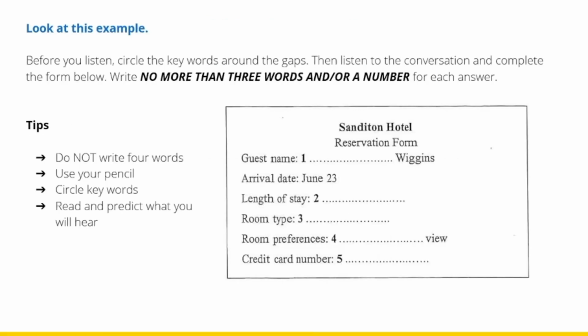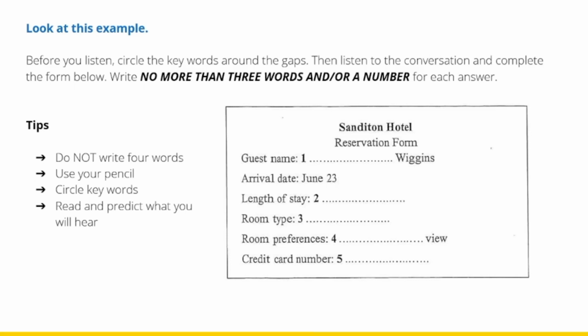And now we're going to review how to complete a table in Section 1. Remember, before you listen, you need to circle the keywords around the gaps, and then you need to listen to the conversation and complete the form below. In the IELTS exam, you'll be asked to write no more than 3 words and or a number for each answer. So this is your task, to read carefully and identify how many words you are allowed to write down.